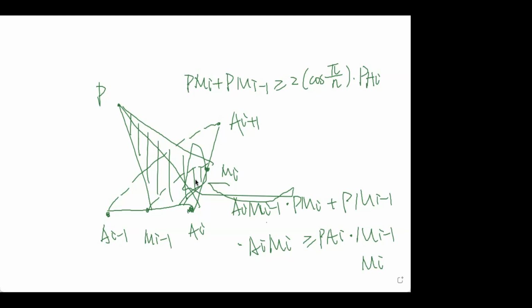Shouldn't pi by n be the exterior angle? Cosine pi over n is like half of the angle formed between A(i-1) and A(i+1). That angle is (n minus 2) times pi by n, no? Not pi by n. Yeah, that should be the exterior angle.